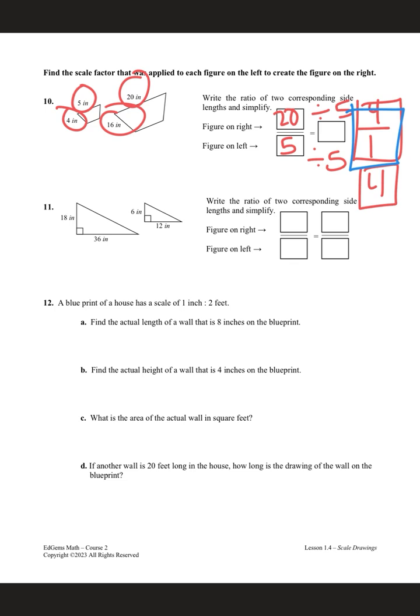Number 11. So in number 11, we've got two triangles. And it says, write the ratio of two corresponding side lengths and simplify. So now you get to choose. Well, sort of, kind of. So it says the figure on the right. So choose one of those sides. Let's say 12. And what is the corresponding side on the left? Figure on the left, that would be 36.